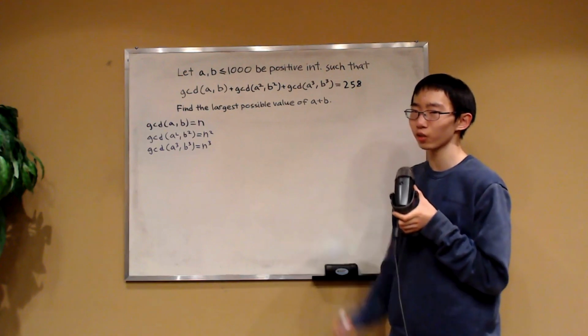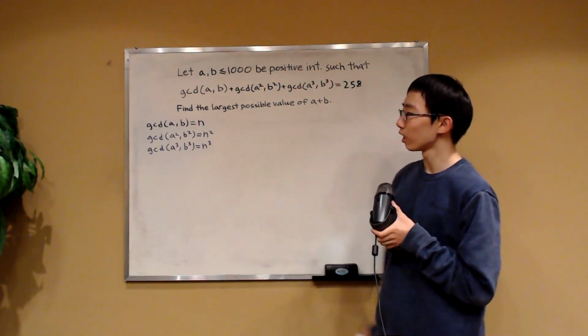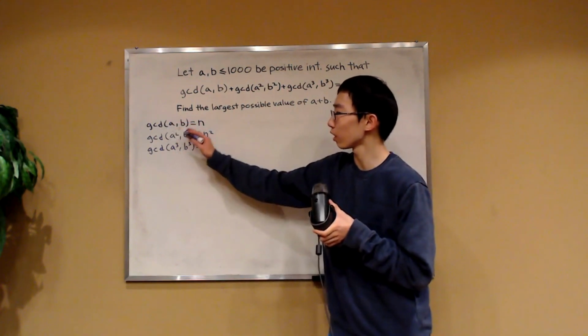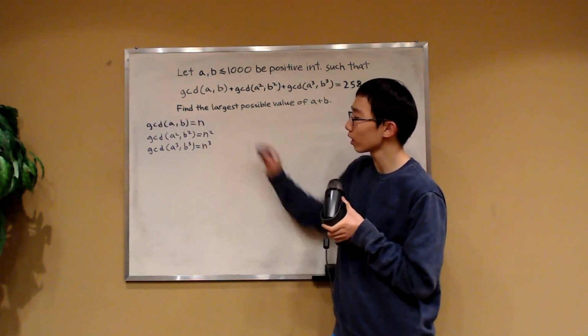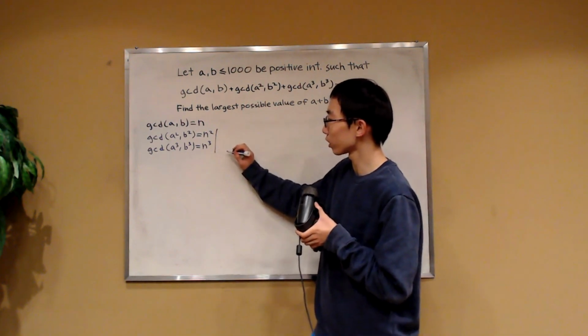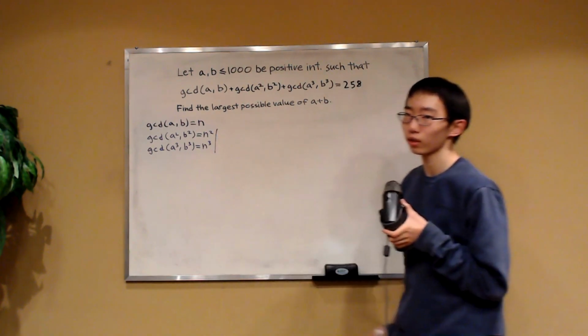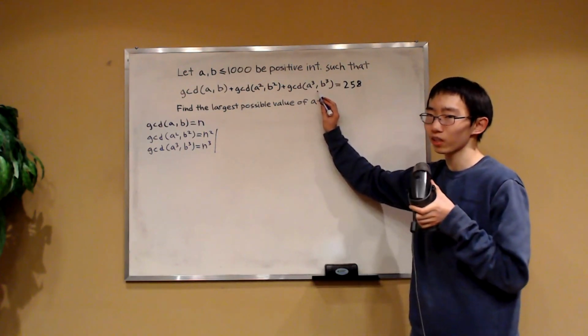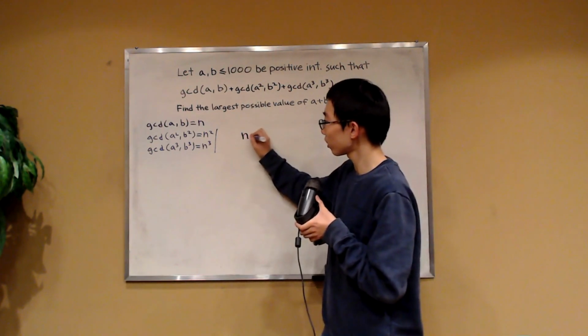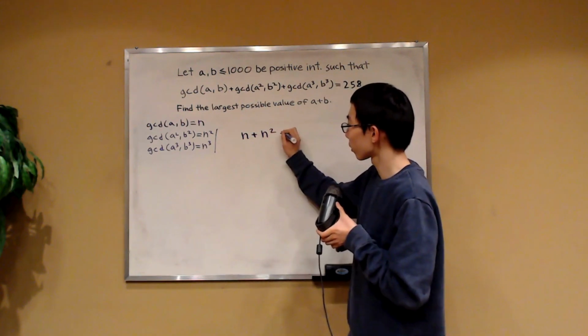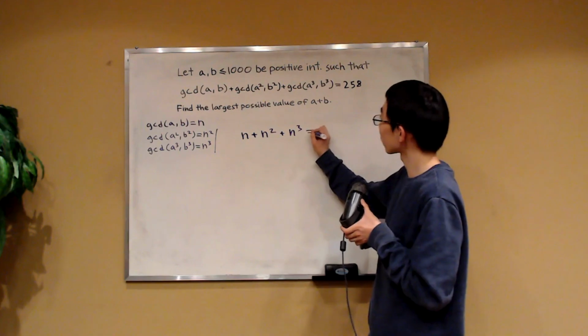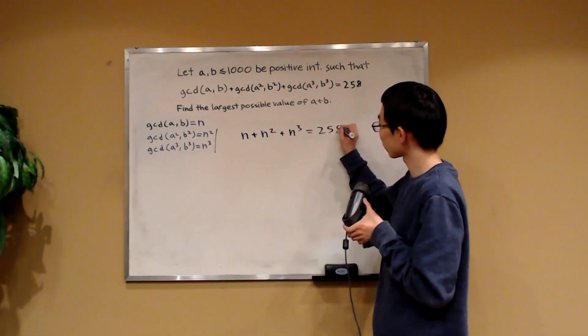Okay, so I've written what we've deduced over here. In particular, if GCD of a and b is equal to n, then these two following equations must also hold. Therefore, this equation over here is transformed to n plus n squared plus n cubed is equal to 258.